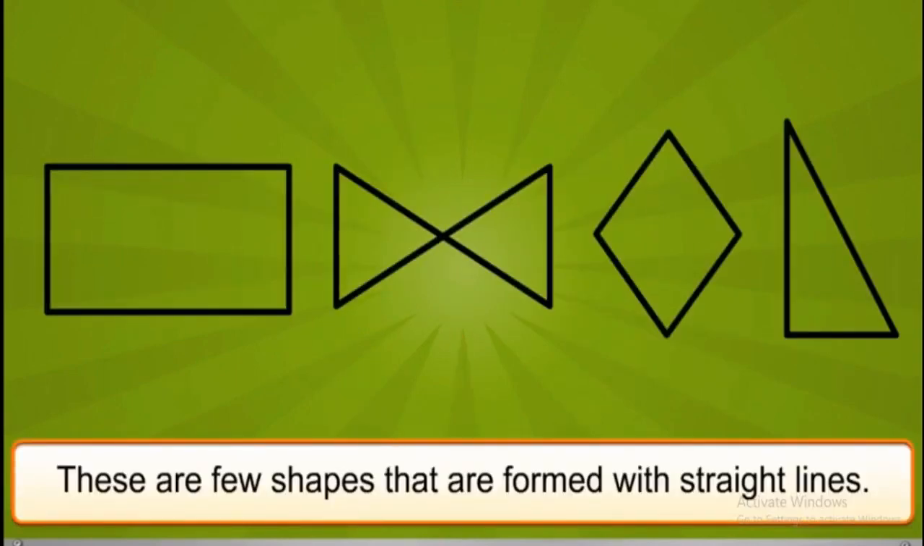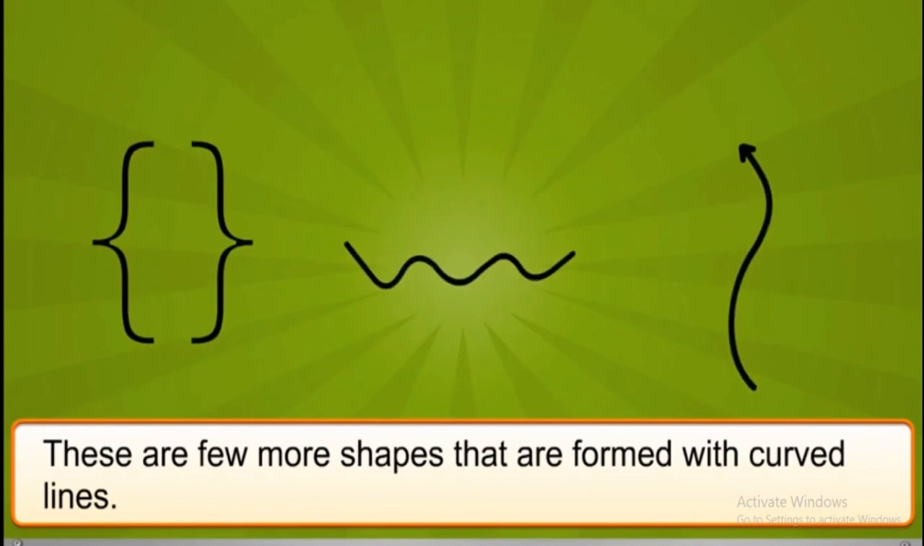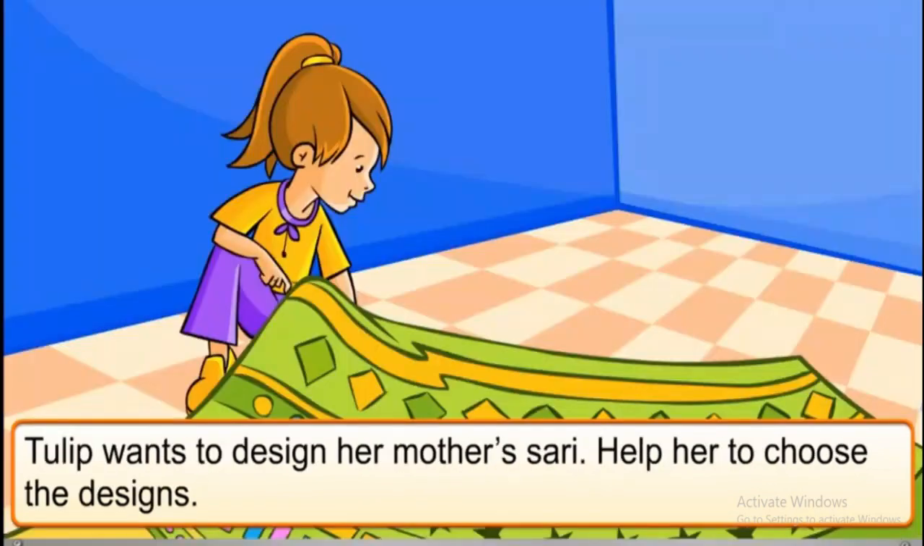These are few shapes that are formed with straight lines. These are few shapes that are formed with curved lines. These are few more shapes that are formed with curved lines. Tulip wants to design her mother's sari. Help her to choose the designs.